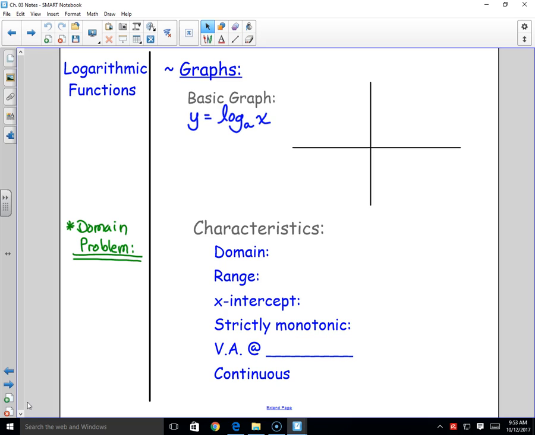It seems like forever ago. I don't know about you guys, but it does feel like it. We started it on Tuesday.